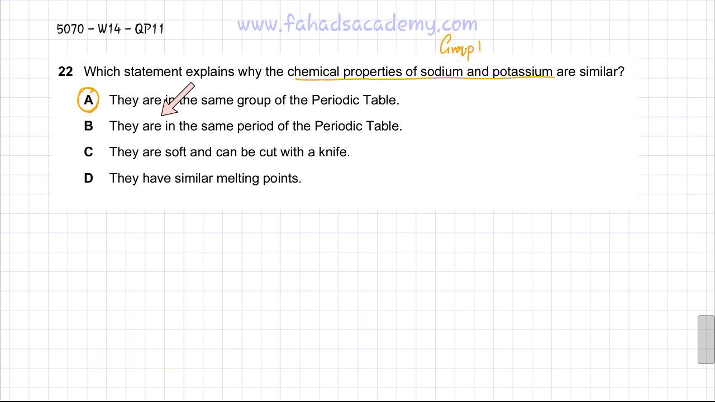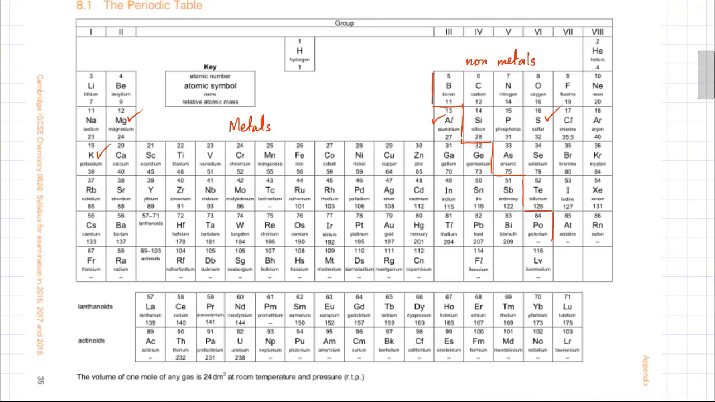Remember, they are not in the same period of the periodic table. The only thing common in a period of the periodic table is the number of shells. So just to clarify my point, I've opened a periodic table. These horizontal rows are called periods. So the only thing common in a period of the periodic table is the number of shells. For example, this is the first period.